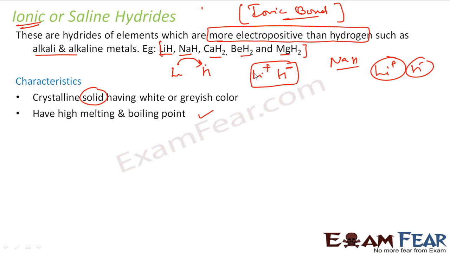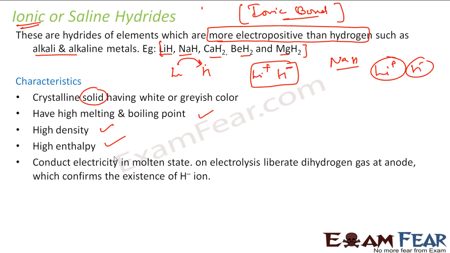Here H has -1 oxidation number. They have high melting and boiling points, and high density also because they are ionic. They have high enthalpy because of ionic nature. They conduct electricity in molten state. Why? Because they are ionic in nature. The moment it is molten or in solution, it becomes ions and conducts electricity. Also, on electrolysis, it liberates dihydrogen gas, H2, at the anode, which confirms that we have H- ions. The oxidation state here is -1, and this is confirmed from electrolysis also.